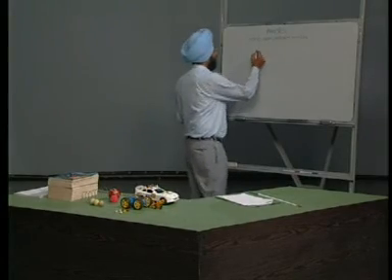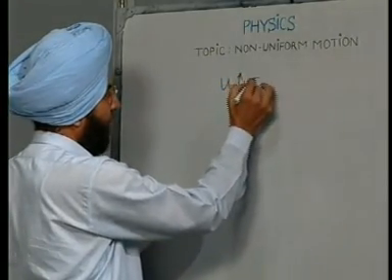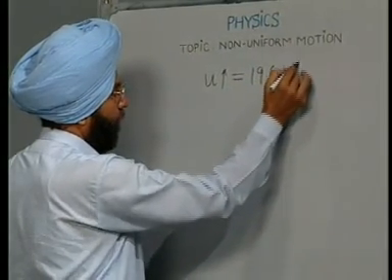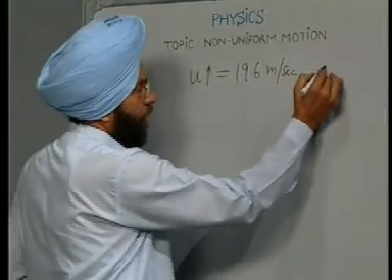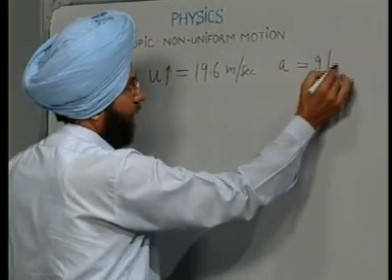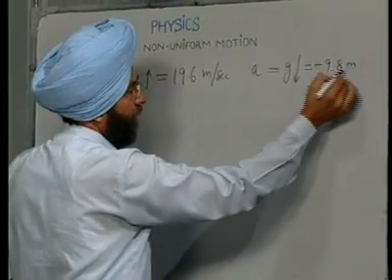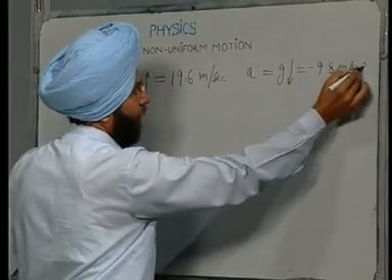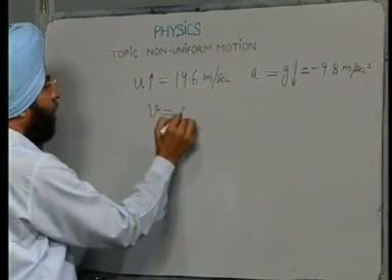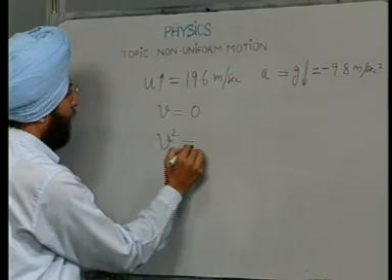Now, say we have an object which is thrown upwards with the initial velocity u equal to 19.6 meter per second. Acceleration is equal to g downwards. So, we take its sign as minus sign, minus 9.8 meter per second square. At the highest point, v is equal to 0. So, now we substitute these values in the equation.